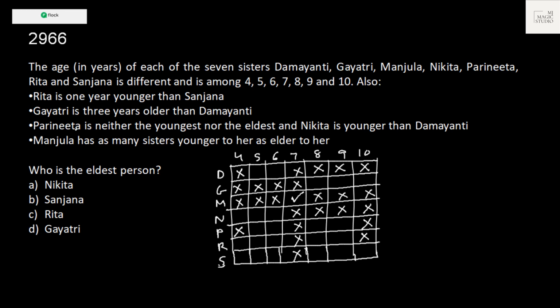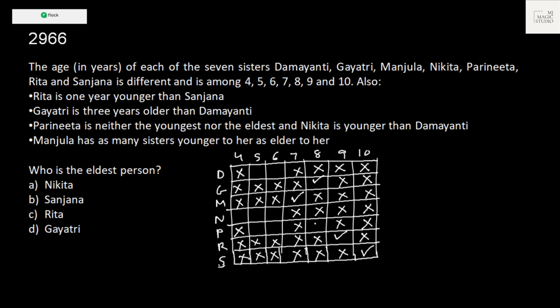Damayanti is not 7 years old. Gayatri is 3 years older. If she is not 7, Gayatri is not 10. 10 blocks 1. We have got who is the eldest one. Rita is 1 year younger to Sanjana. Sanjana is 10 years. Then Rita should be 9 years old. Got this. We'll automatically start getting everything.